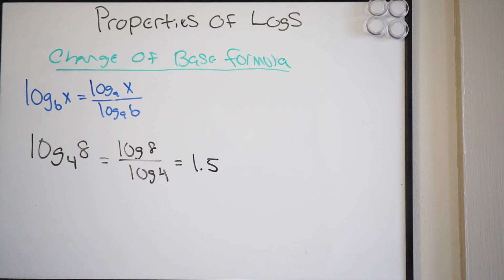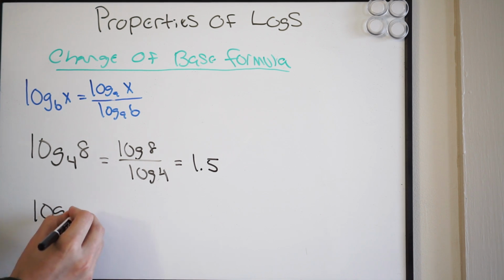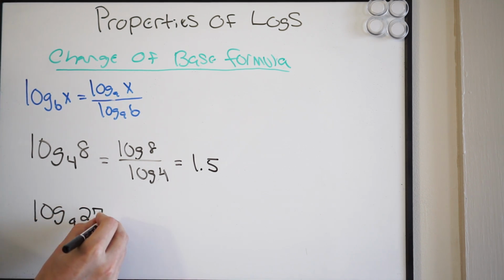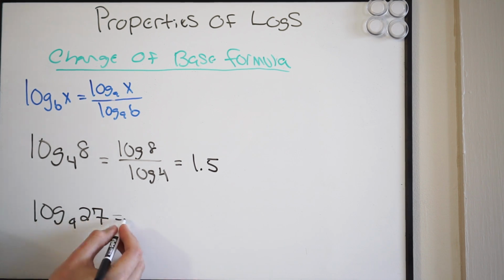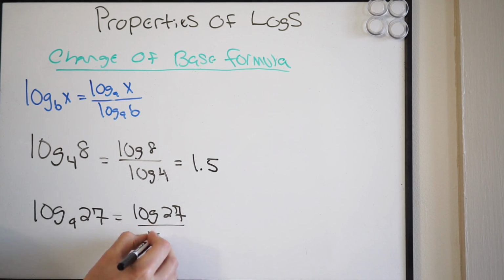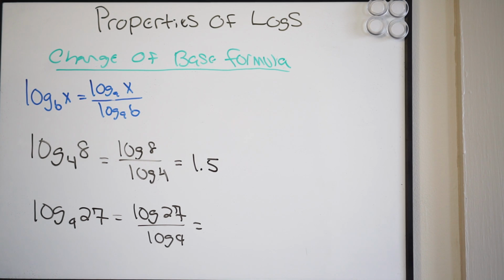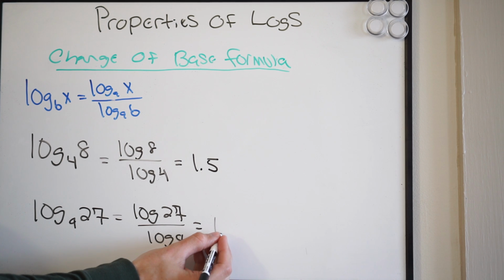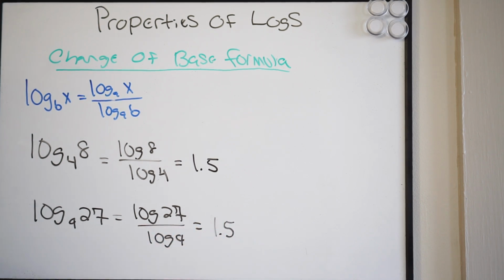Okay, let's try one more problem here. Let's do log base 9 of 27. You want to evaluate that real quick. Same thing, log of 27 all over log of 9. All right, when we do that in our calculator, log of 27 divided by log of 9, we get, again here, 1.5. Okay, so that is the change of base formula, as well as the inverse property.